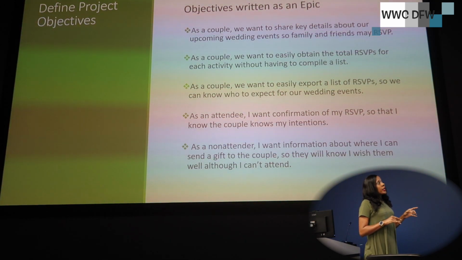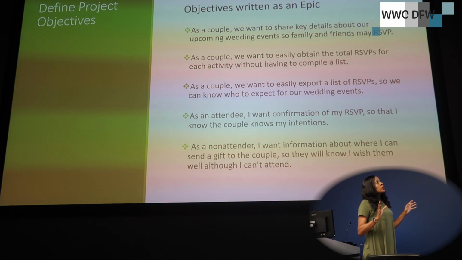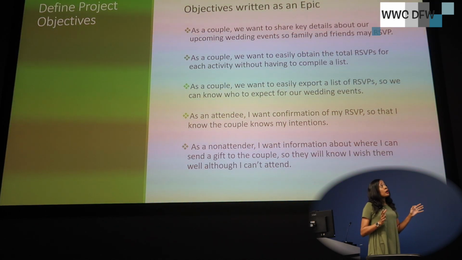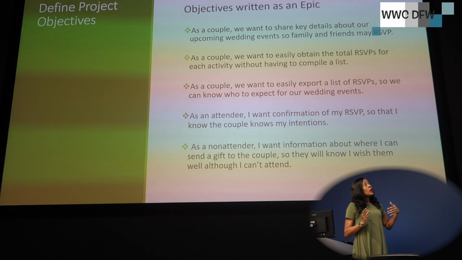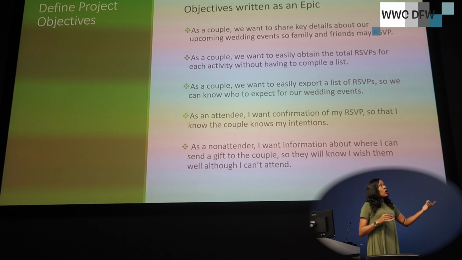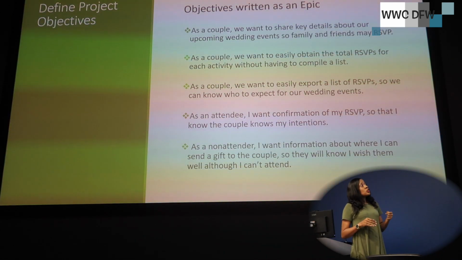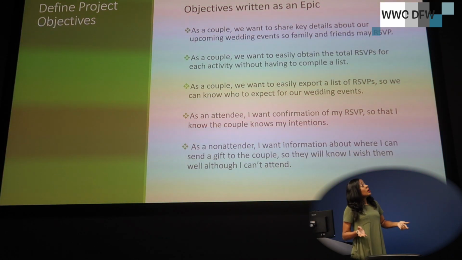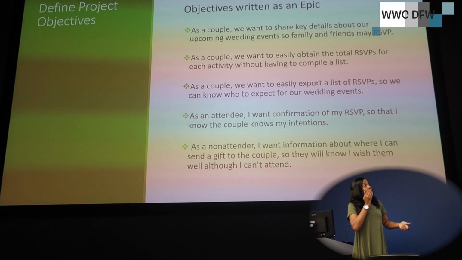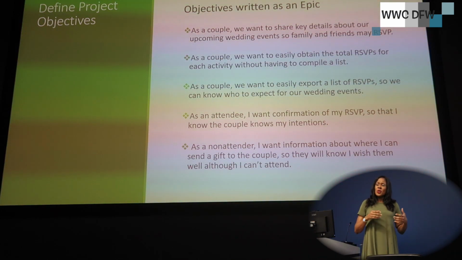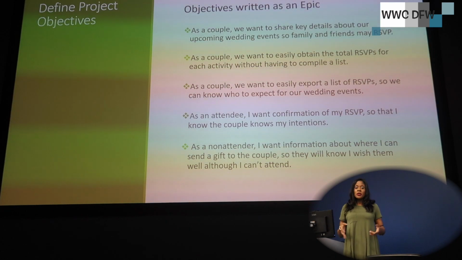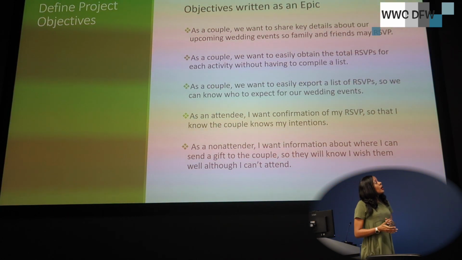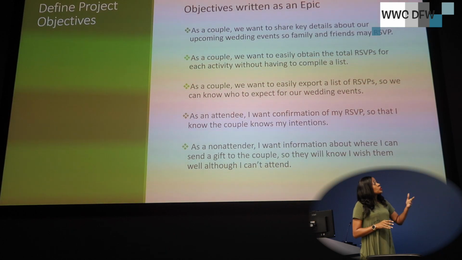So first one we're going to look at. As a couple, we want to share key details about our upcoming wedding event, so family and friends may be able to RSVP, okay? Then also as a couple, I want to be able to get the total number of RSVPs for each activity without having to manually compile a list. So these things answer the question, why am I doing this? I also want to be able to export it to an Excel file easily.